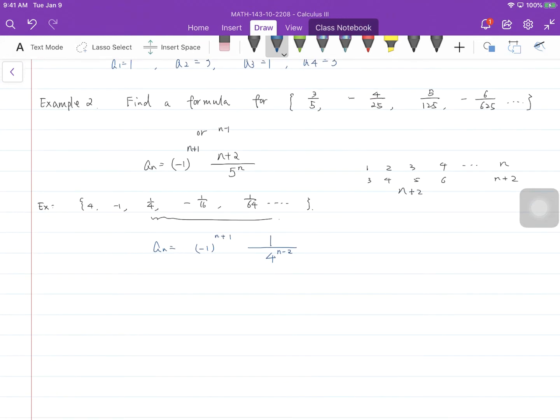When you finish this one, please double check your answer. For example, if we plug in n equals 1, what is a_1? -1 to the power 2, times 1/4 to the 1 minus 2, which is +1 times 1/4 to the -1, which is just 4. Right, same as our sequence a_1.